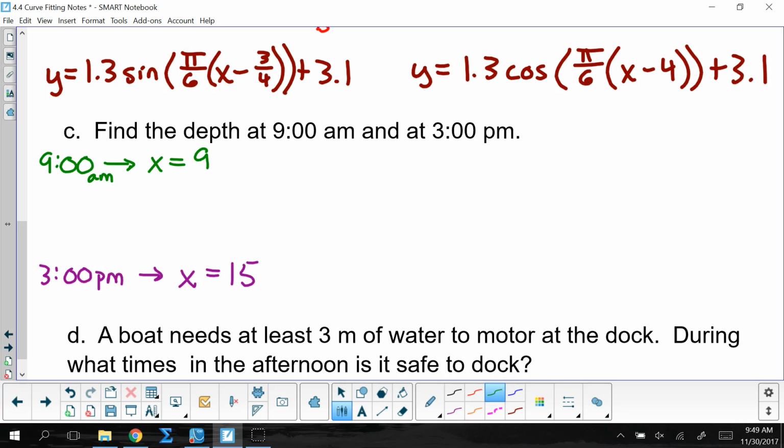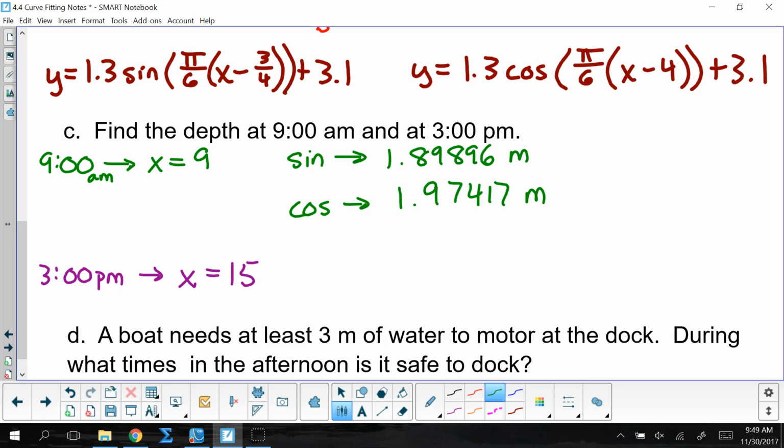So if I use the sine model, that's the word I'm looking for, model, I get a depth of 1.89896 meters. If I use the cosine model, I get 1.97417 meters.